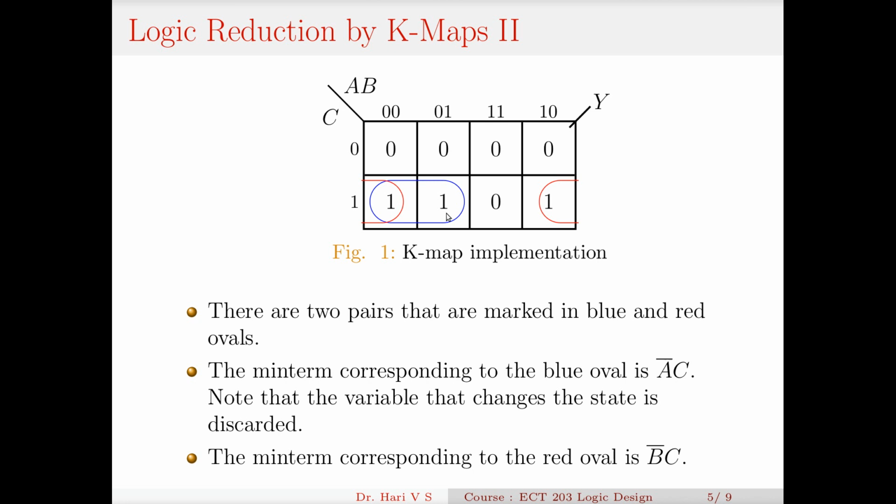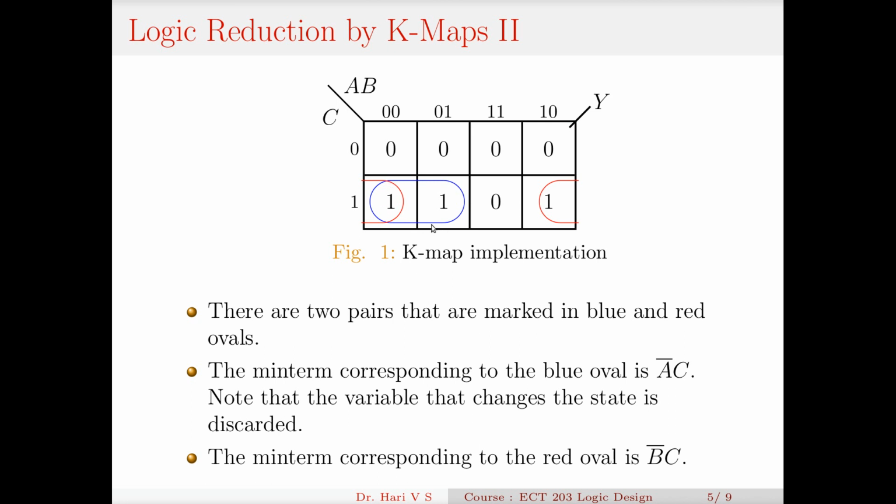If they come in the same row or in the same column, you can take it as a pair or a quad, four of them together. If 4 ones come together, I can take it as a quad. If 8 ones come together, I call it an octet. These are very useful tools for logic simplification. So let us focus on this blue pair, the one I marked in blue oval.